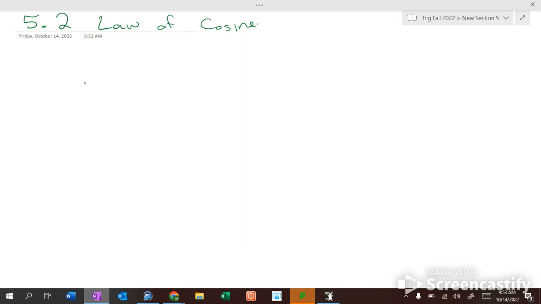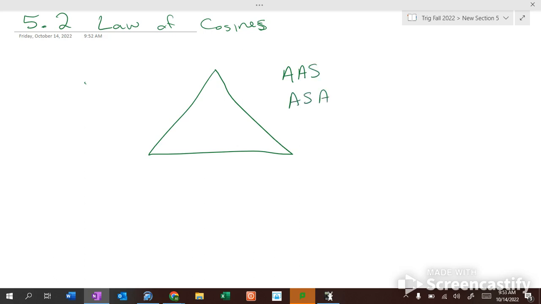All right, law of cosines. Now, on a triangle, if you're given angle, angle, side, or angle, side, angle, or side, side, angle, it's the law of sines. But what if you're given side, side, side?